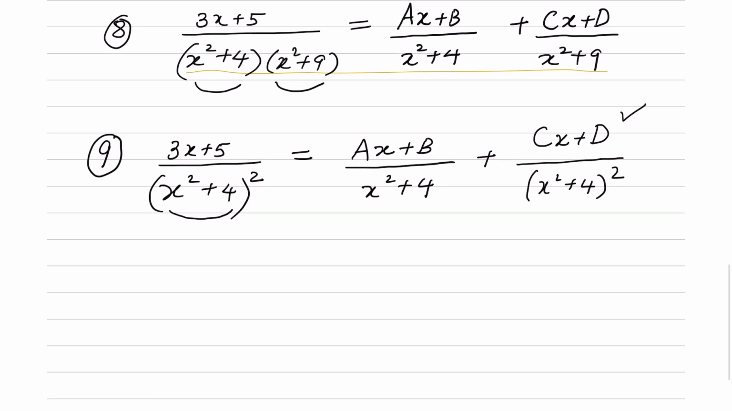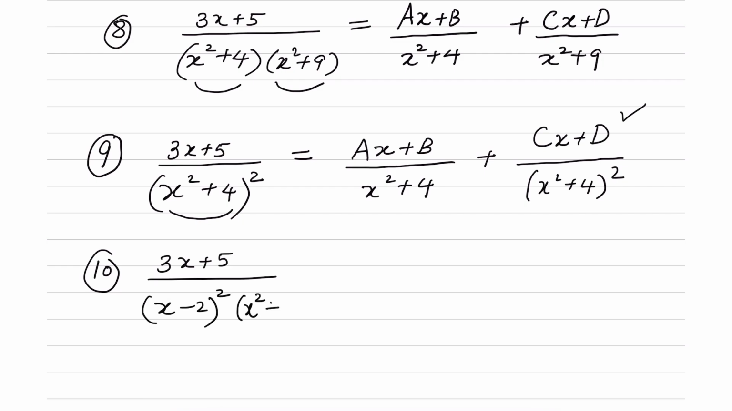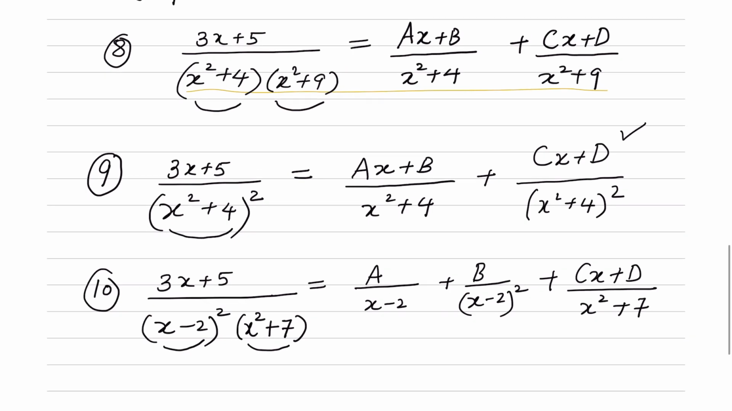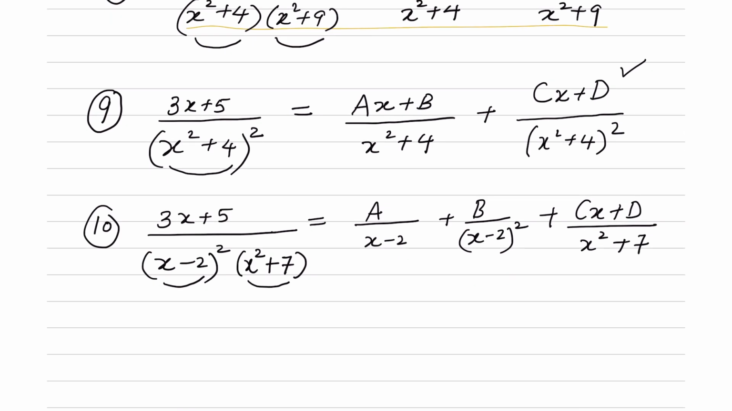Let's look at one more rule. Some numerator over (x - 2) whole square times (x² + 7). This is a 1 degree expression, whole power is 2. It's a 2 degree expression which cannot be factorized. So we'll start writing the rule. A over (x - 2) plus B over (x - 2) whole square plus, for the 2 degree expression which cannot be factorized, (Cx + D) over (x² + 7). So we will follow all these rules to put the fraction in a simple form, in simple partial fractions form, and then we will integrate.